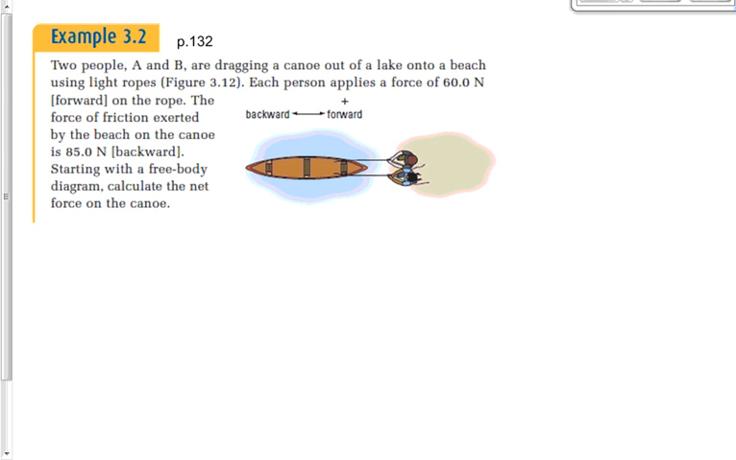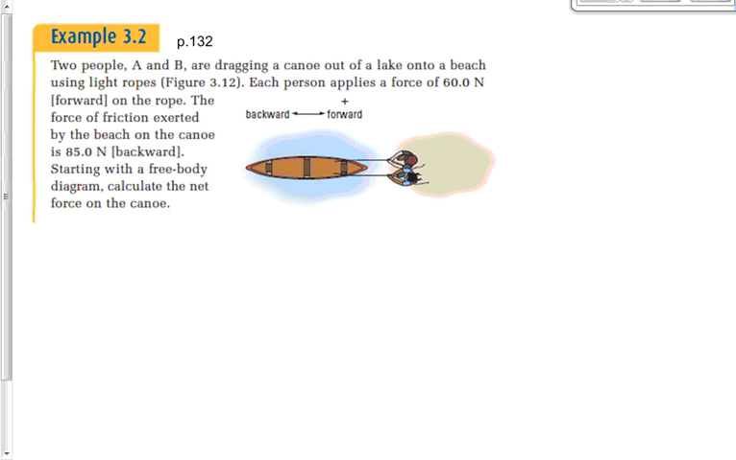2 people, A and B, are dragging a canoe out of a lake onto a beach using light ropes. Now, the reason they're telling me that they're light ropes here is so that we know that the ropes themselves aren't going to be a part of this problem. If they were heavy ropes, then it would add to the mass of the canoe, right? And then they'd be a factor in the problem as well. The people are important because they're applying the force. The canoe is important because it's being pulled. The ropes, they don't weigh anything, so they don't really matter here.